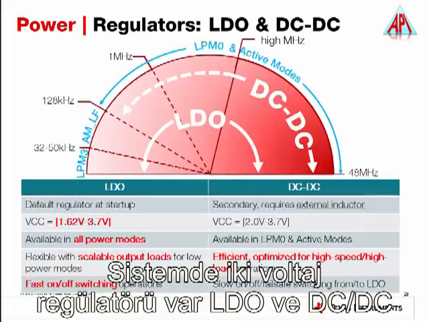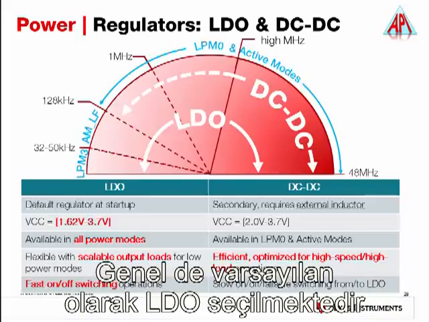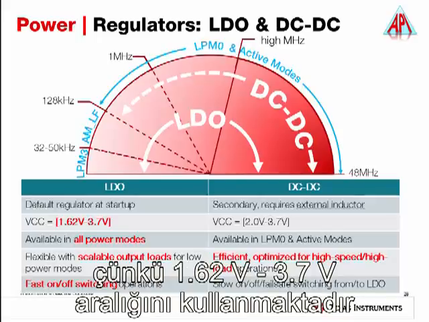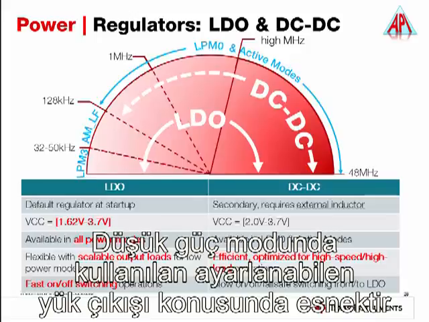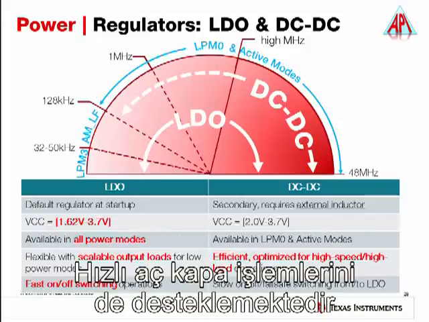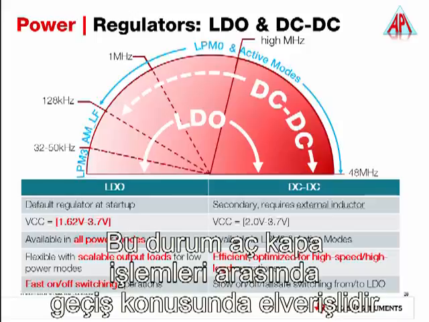There are two internal voltage regulators in the system, the LDO and the DC-DC. So by default, the LDO is always the chosen regulator at startup. It is the most versatile one because it can operate all the way from 1.62 to 3.7 volt. The LDO can be used in all low power modes or active power modes. It is also very flexible and it's scalable to generate different output loads depending on the low power mode that is being used. The LDO also supports fast on and off switching operation. This can become quite handy when your application needs to jump in and out of active and low power modes frequently.